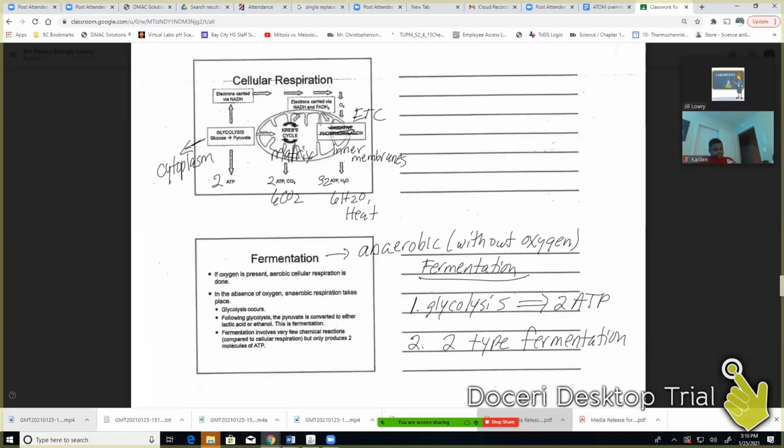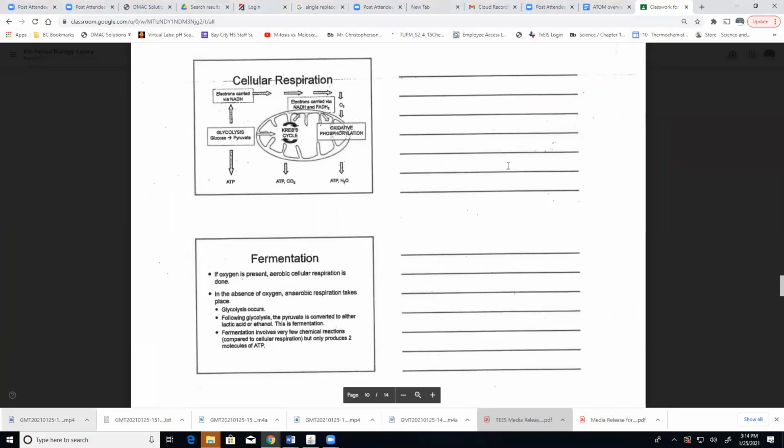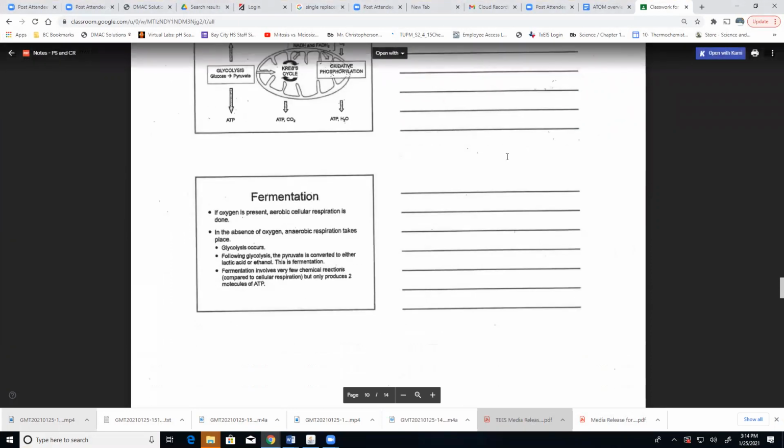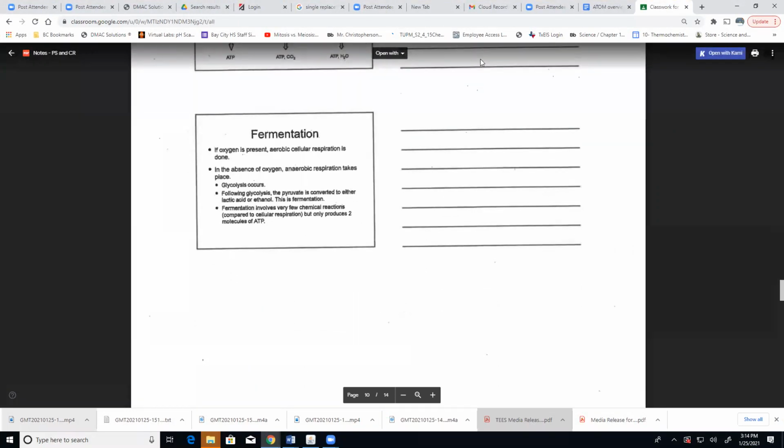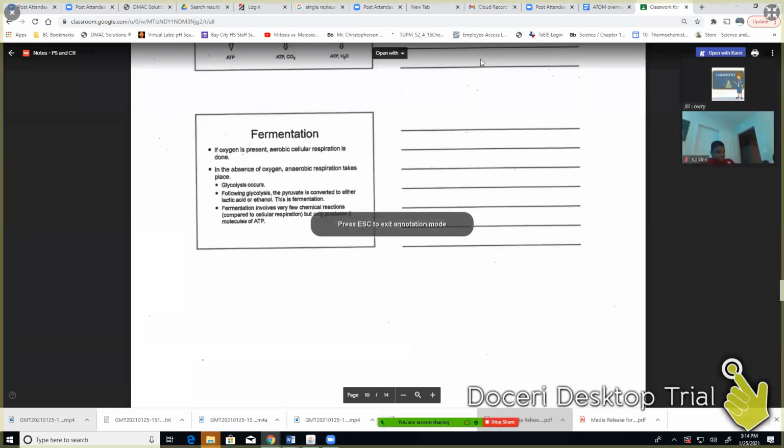Are we good? I'll move this up a little bit, so I'm going to lose this. All right. Almost there. So let's hit just the highlights with this. All right, so we said fermentation. I'm going to just write it down here. Y'all write it wherever you want it. We're not writing all of this.